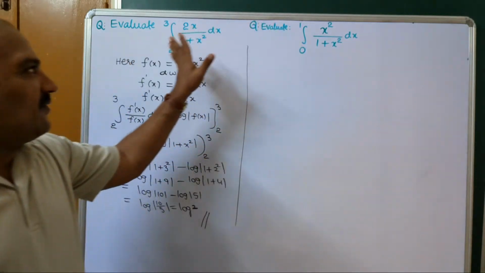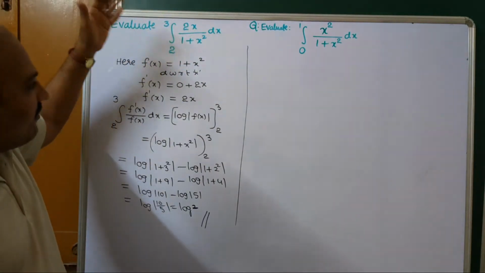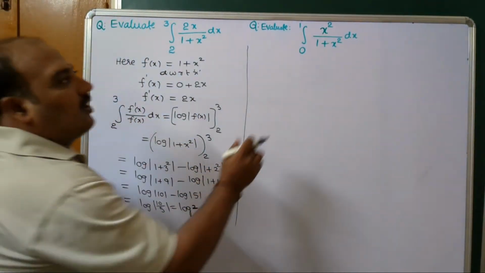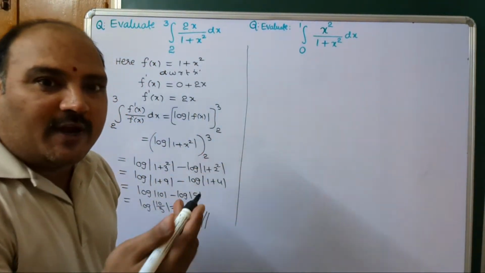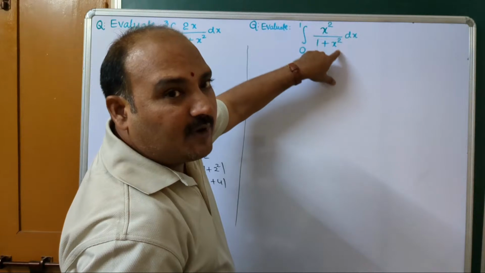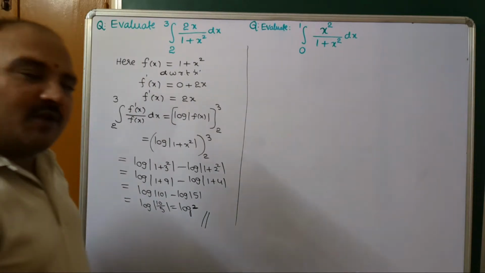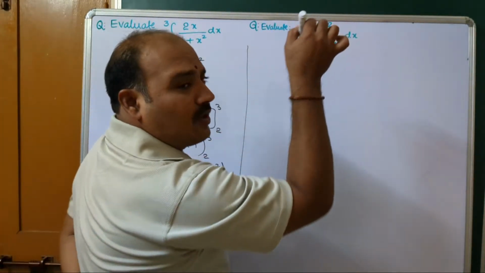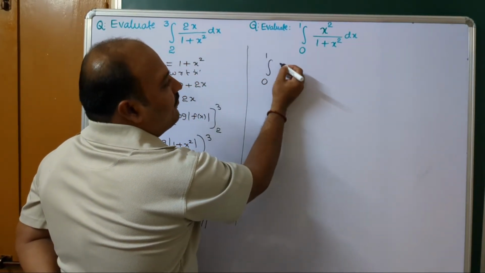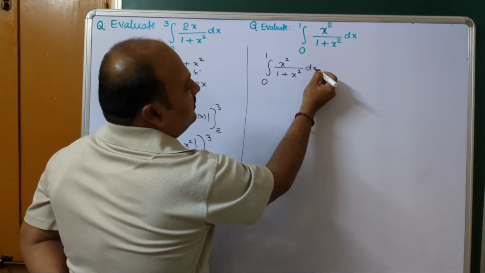Observe the difference between these two questions. In the previous question, f of x and f dash of x were both available, but here it is not that category of question. The denominator is 1 plus x square and the numerator is x square. Whenever the numerator and denominator degree is the same, it is not a proper fraction, so converting it, you can make the numerator also in terms of the denominator. So, integral 0 to 1 x square by 1 plus x square dx.